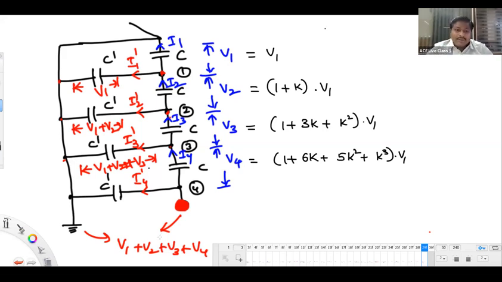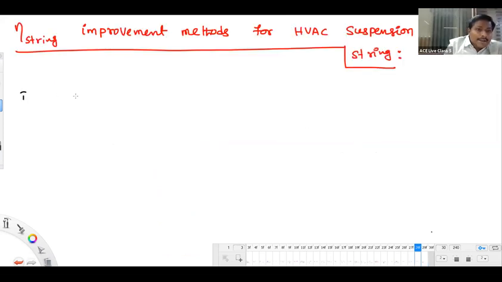Mathematically, why are these voltages V1, V2, V3, V4 becoming unequal? Anybody? Because of K. Because of the value K. For example, if that K is 0, then obviously the voltages 1, 2, 3, 4 will be equal, right? So if you maintain that K value as low as possible, then there is a chance of making these voltages a bit close, and there is a chance of getting good efficiency. Okay, so the first method to improve the string efficiency here is minimizing the value of K.